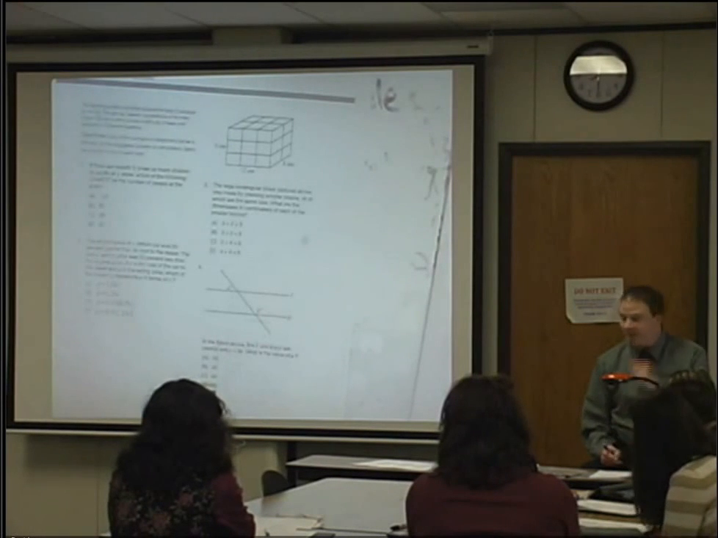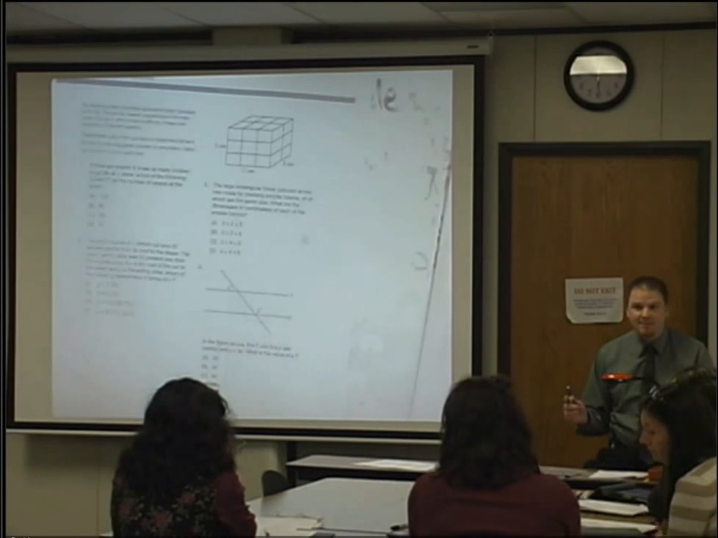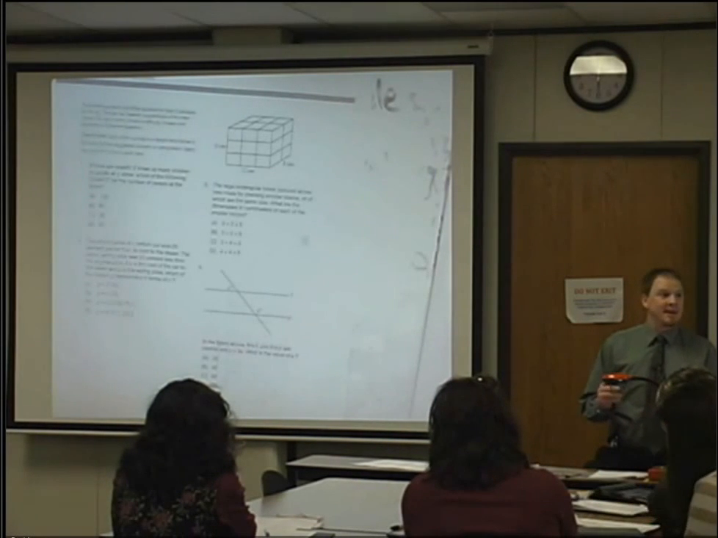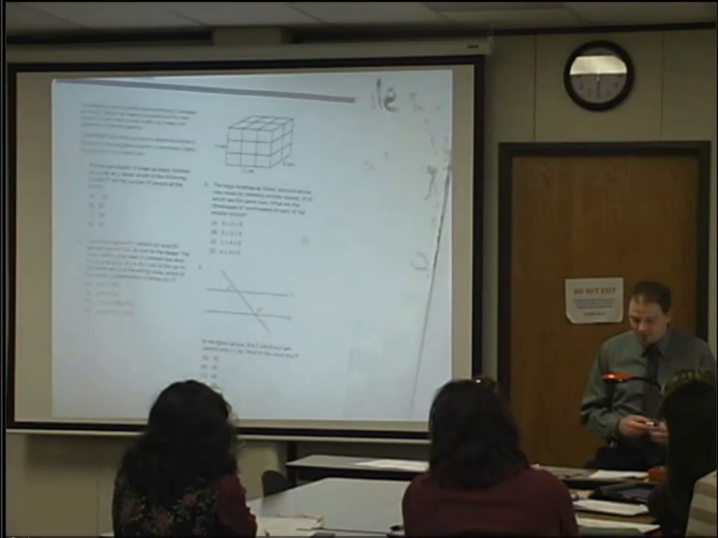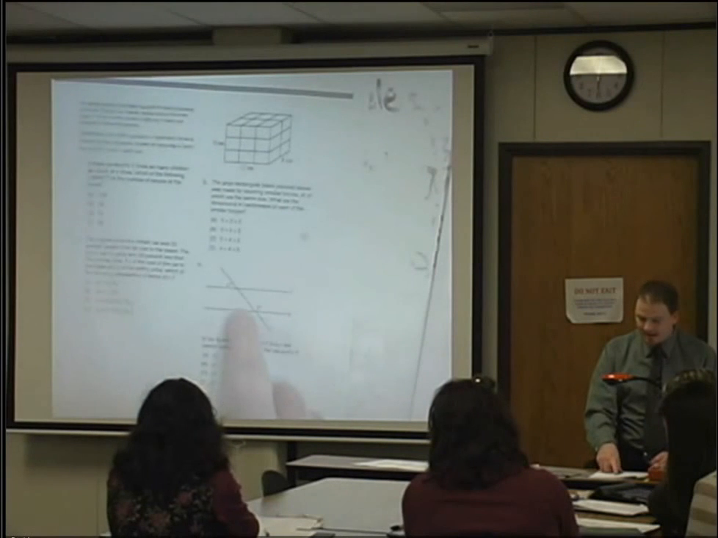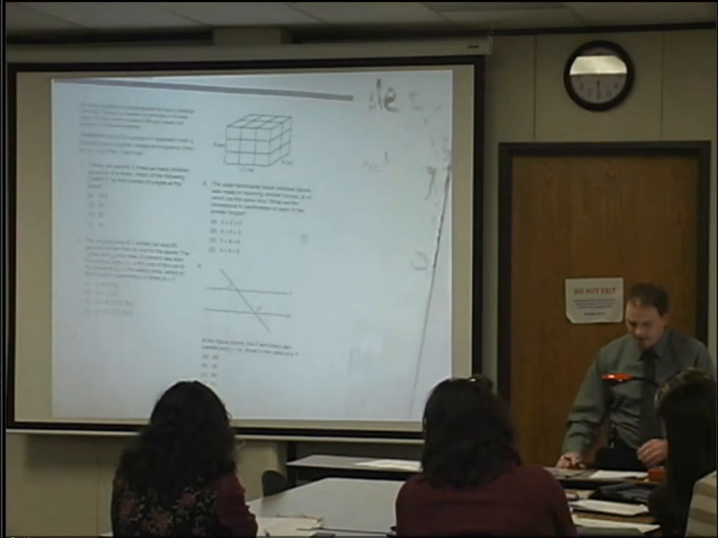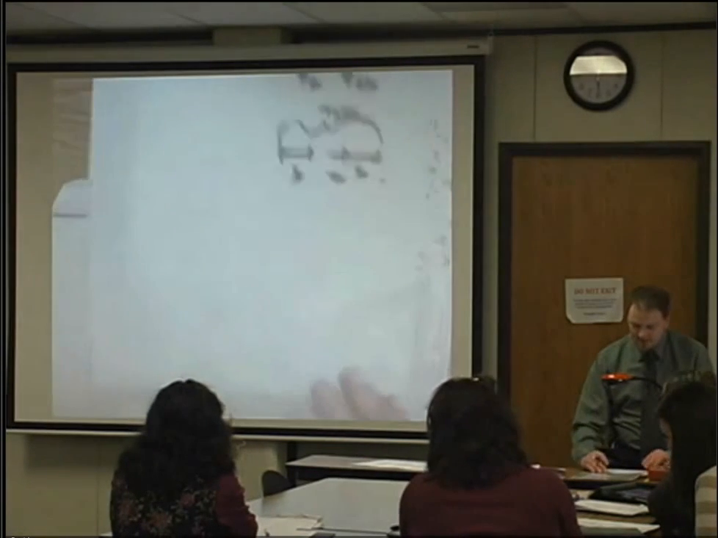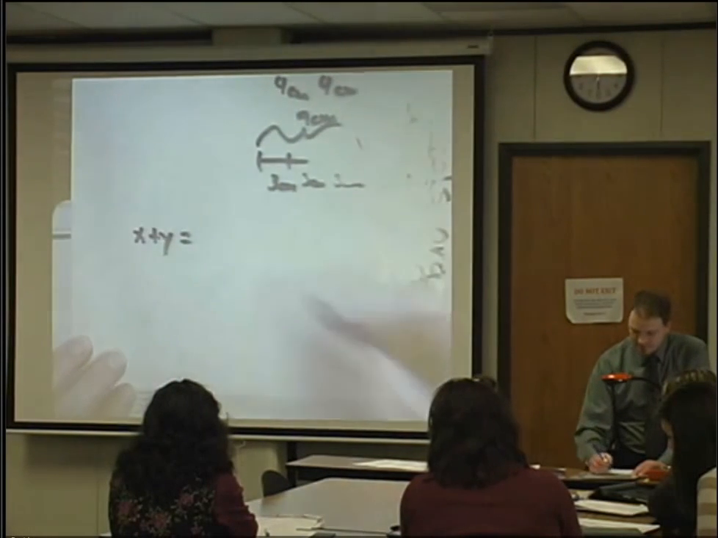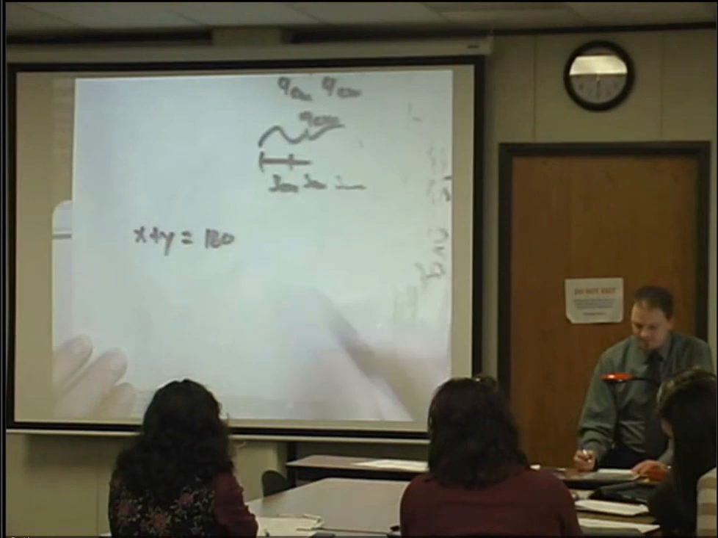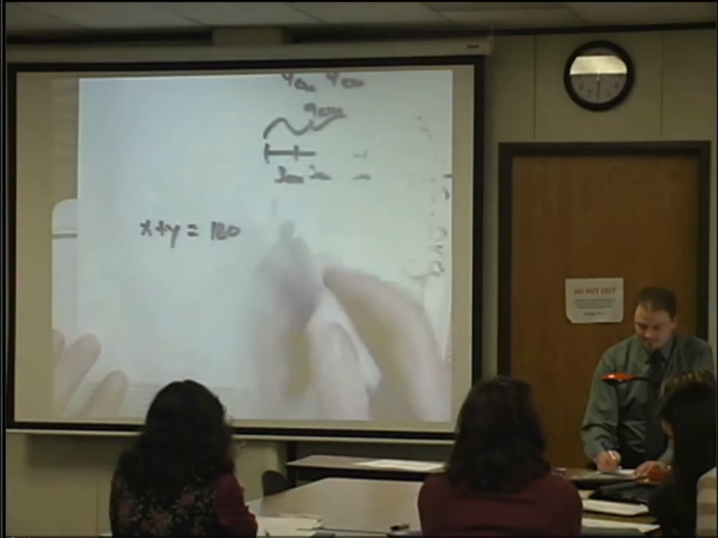Well, what do we know about X and Y? They have to add up to 180, right? They're supplementary, because do they look the same? No, they look different, so they're supplementary. If they would have looked the same, like this angle and X, what would we have known? They were equal, right? Okay, so we know that X plus Y is equal to 180 degrees. Now we also know that Y is equal to 3 times X.